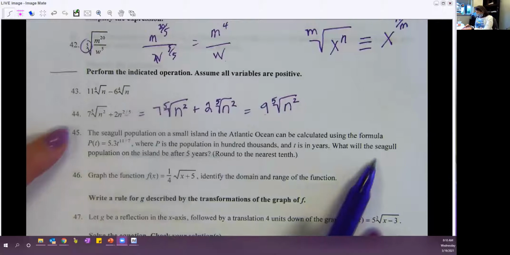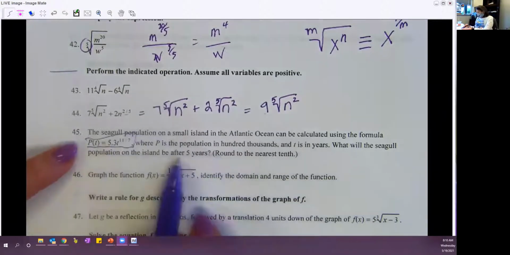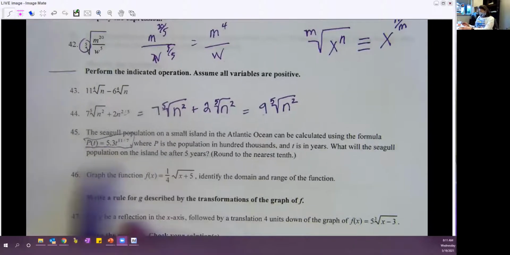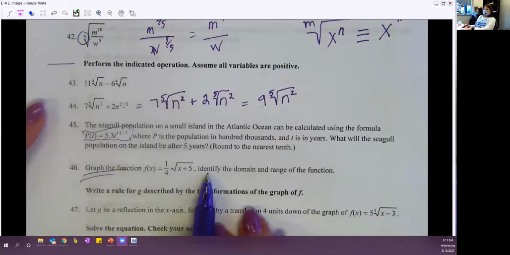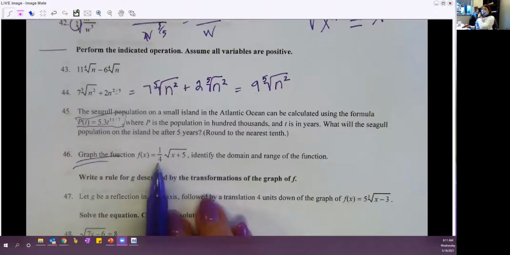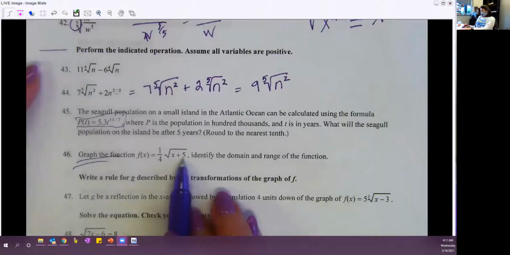This one is a plug it in the calculator, or plug in the number. They're giving you the value of t, which is 5 years, and you figure out what the answer is. This one actually says graph it and then tell the domain and range. Now, at some point during pre-cal next year, you need to get to the point where you'll know what this domain and range is, because you know it's been moved.